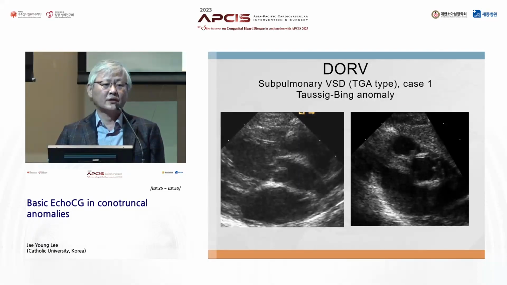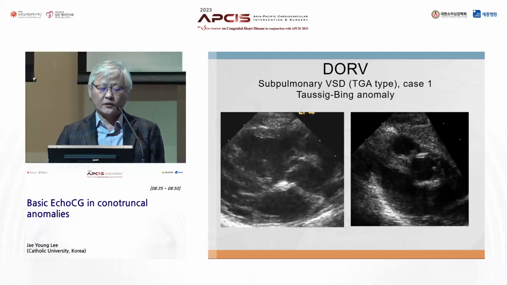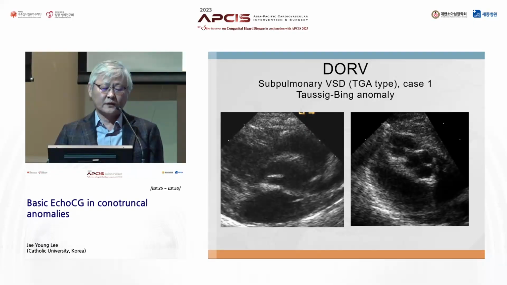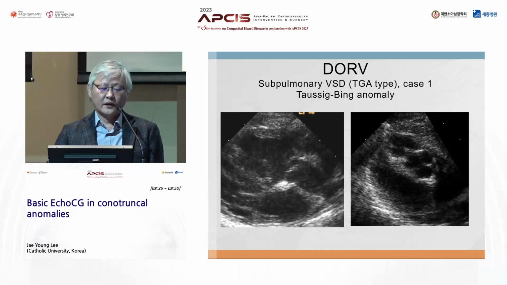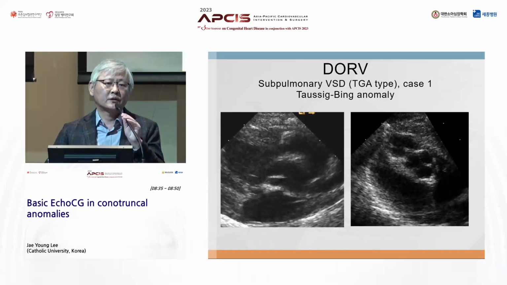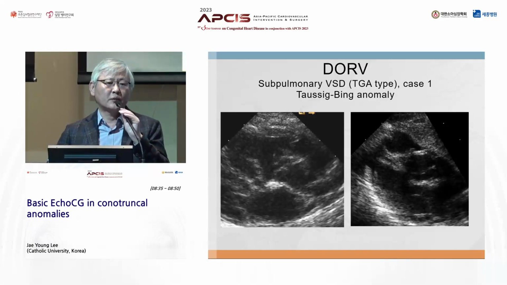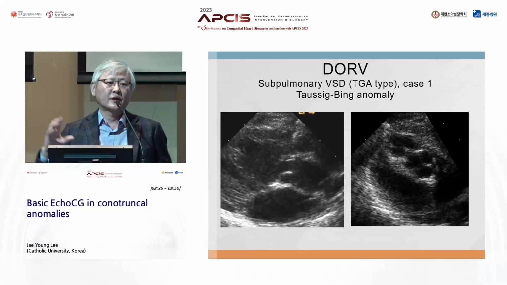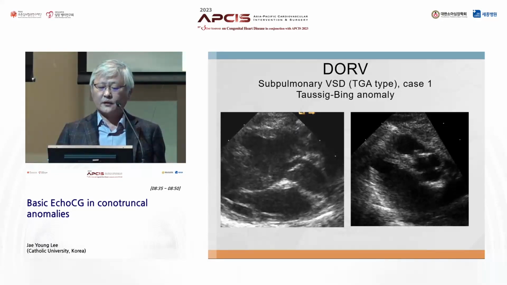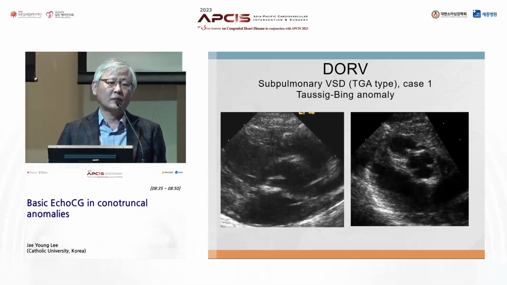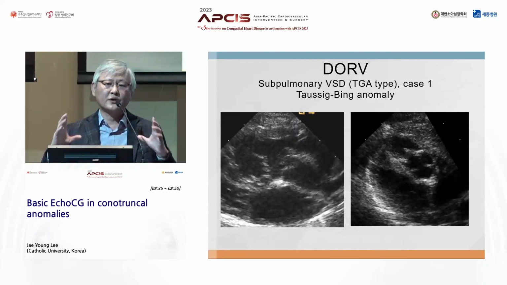Also, the parasternal view shows a big pulmonary valve and a right anterior aortic valve. The VSD is here, and the VSD is committed to the pulmonary valve. So, double outlet right ventricle with subpulmonary VSD. So this view shows the size discrepancy between the valves. In Taussig-Bing anomaly, usually the pulmonary trunk is very big.